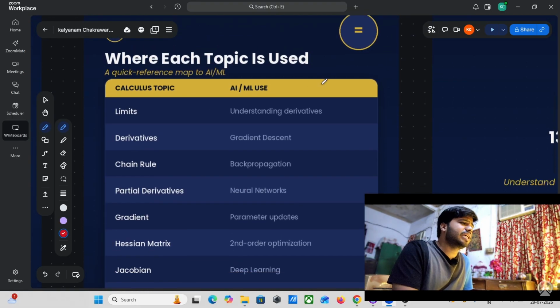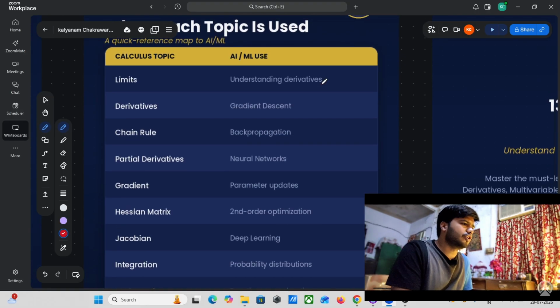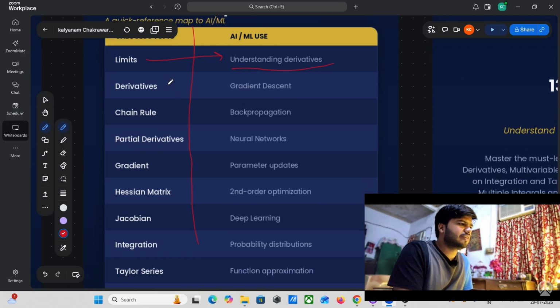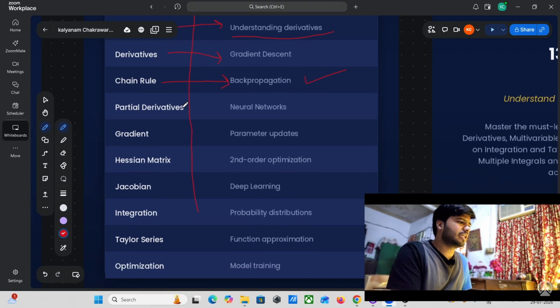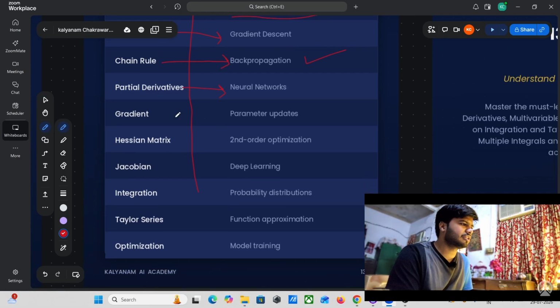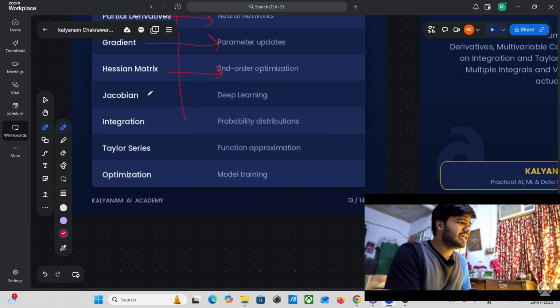For each and every topic, I divided where it is useful for you. Limits are useful for understanding derivatives, derivatives are useful for gradient descent, and the chain rule is useful for backpropagation. This is the deep learning section you will learn. And the partial derivative is useful for neural networks. This is also the deep learning section. And the gradient is for parameter updates, the Hessian matrix is for second order optimization kind of things. And the Jacobian is directly useful for the deep learning section.